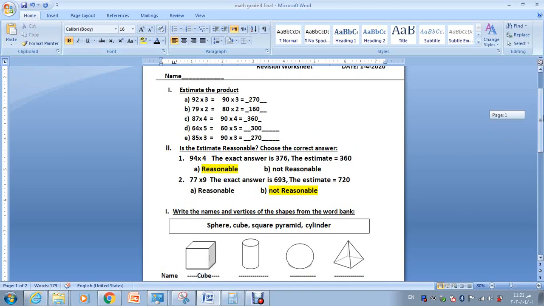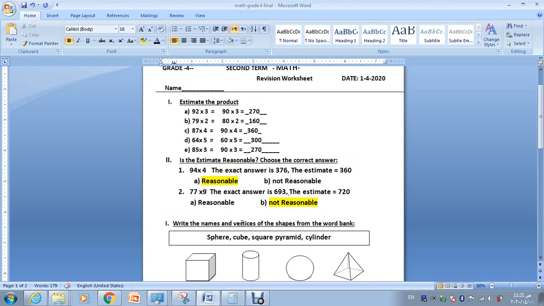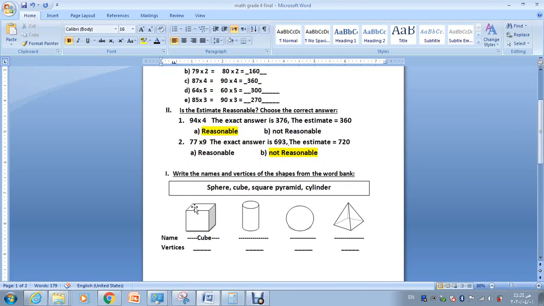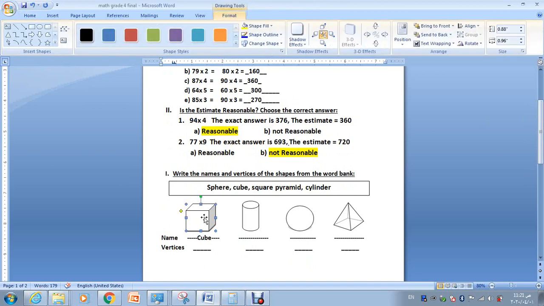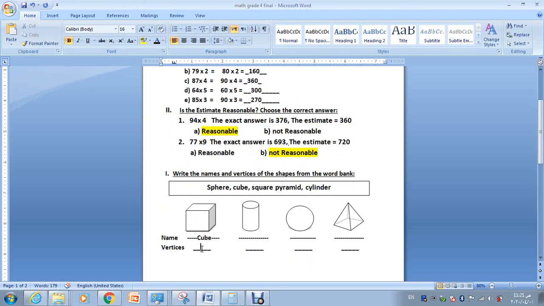Okay, so here the next question says write the names and vertices of the shapes from the word bank. Okay, the first one here, I did it for you. The name for it is cube, right? We agreed that this shape is made up of cubes. Remember how many vertices does it have when we counted them in the video when I was explaining? Go back to the solid figures and plane figures lesson, and you will find out that it has 8 vertices.